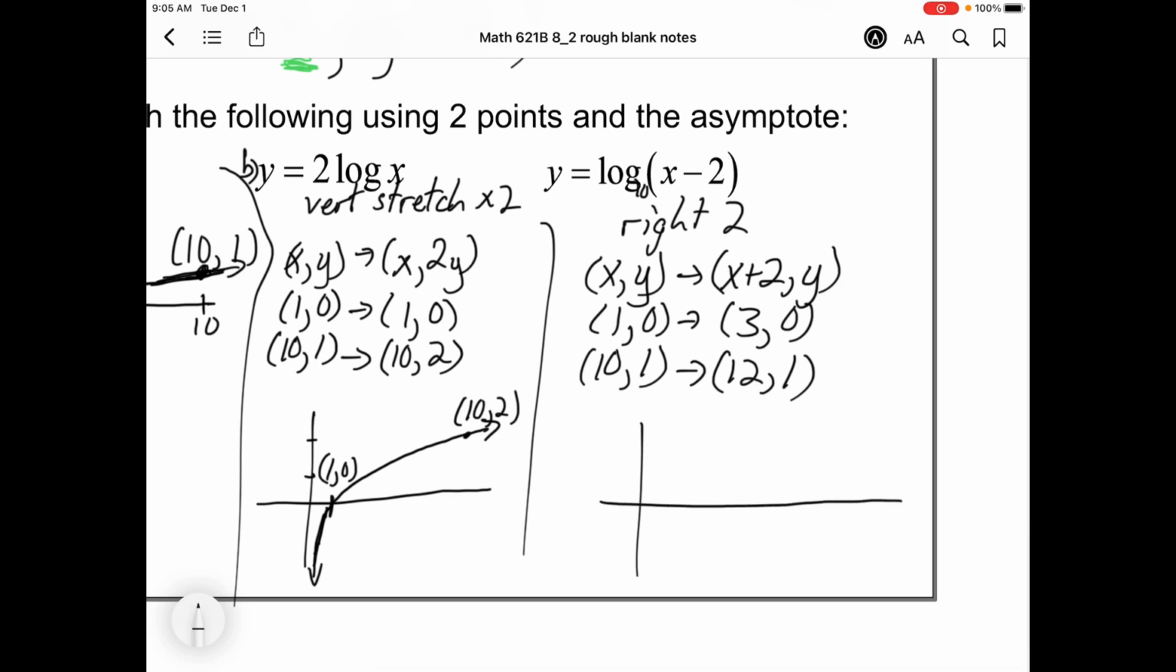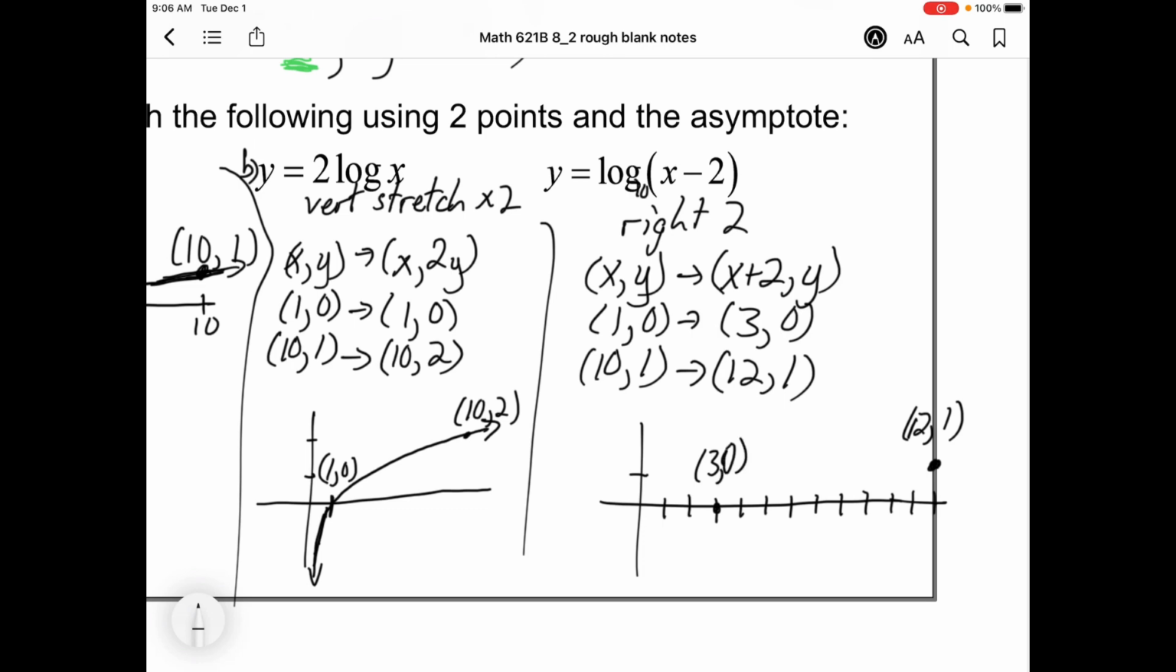So let's see. Right here at (3, 0), we've got a point. And at 4, 5, 6, 7, 8, 9, 10, 11, 12. Right here at (12, 1), we've got another point. (12, 1). Okay, and (3, 0).